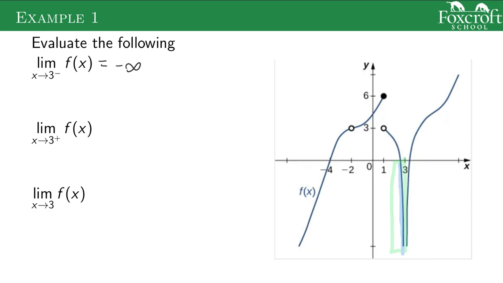What about 3 from the right? Well, I'm just going to do the same thing, except on the right-hand side of 3. But you can see the same thing happens. The tail of this graph as I get close to 3 goes down, down, down forever. So my limit is going to be negative infinity.